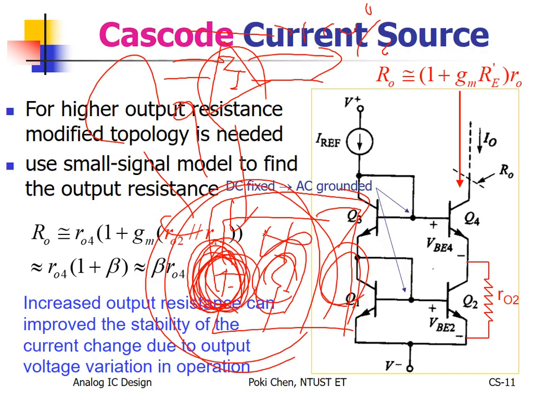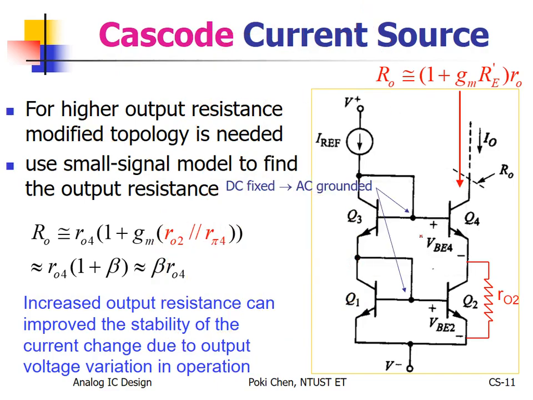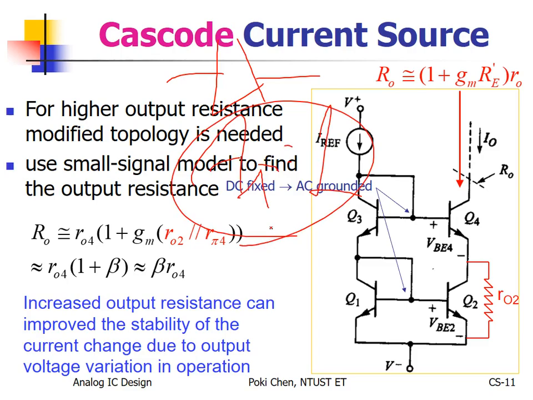Very simple idea. So what is the property for a current buffer? Again, Ai should be 1. 100% of the input current should be passed to the output. But how can you make it? Very low input resistance, very high output resistance. Bingo. So if you have such a current buffer here, I need to congratulate you.